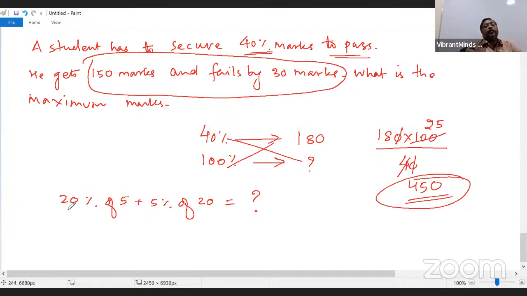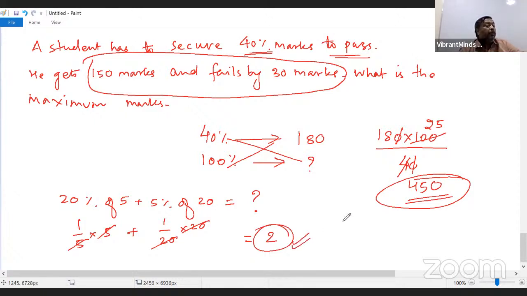Now see, 20% is what? 1 by 5. 1 by 5 of 5 is 1. Similarly, 5% is what? 1 by 20. 1 by 20 of 20 is again 1. So 1 plus 1, it will be what? Ideally, 2. Are you getting it, guys? Is it okay? Let's move.